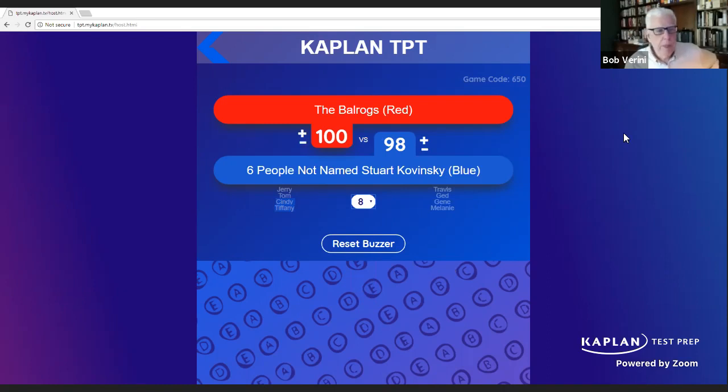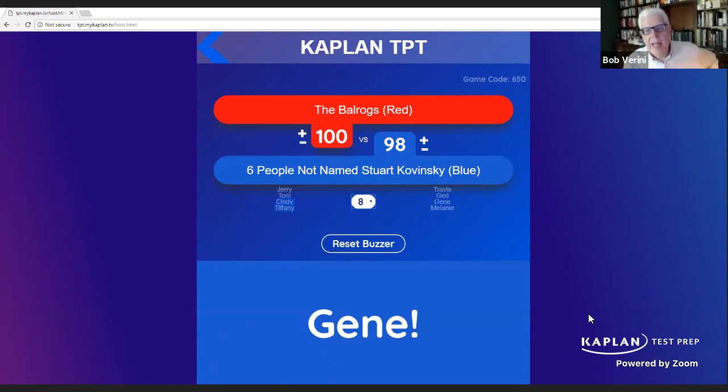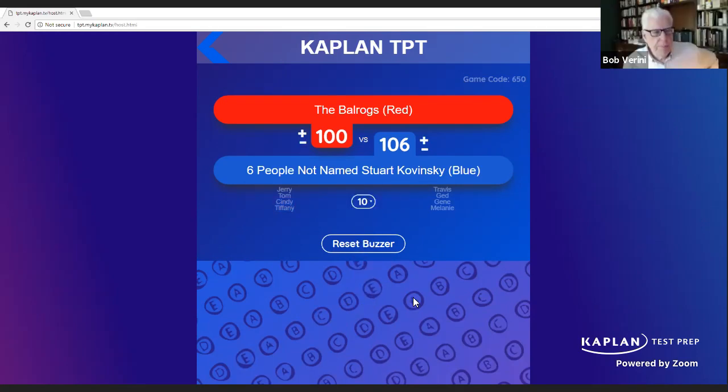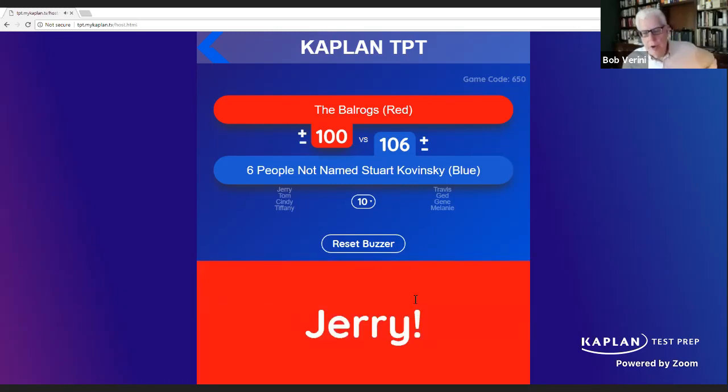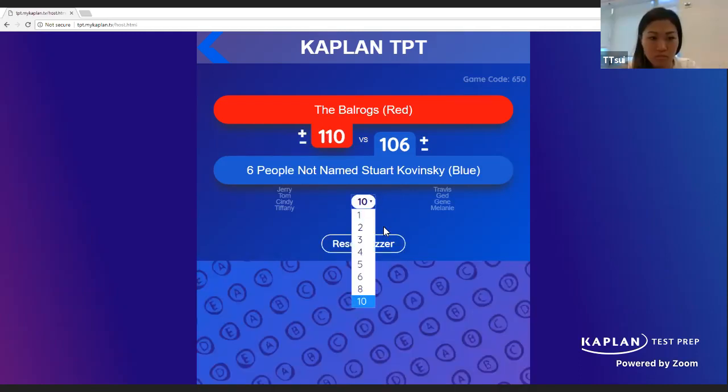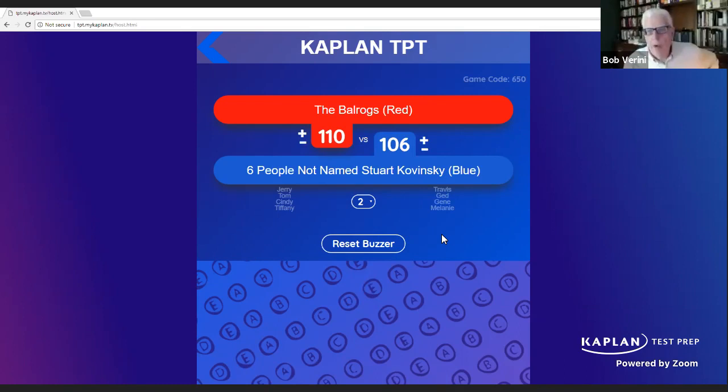These animals. For 8 points. If you're working on a world record spinning this, don't let it get, Gene? Hula hoop. Hula hoop is right for 8. And for 10 points. If you like cultivating fruits and plants, you're down with this art, Jerry. Horticulture. Horticulture is right. And at the end of the round, with one category to go, the Balrogs, 110, 6 people not named Stuart Kovinsky, 106. It's anybody's match as we go into our final 5 clues.